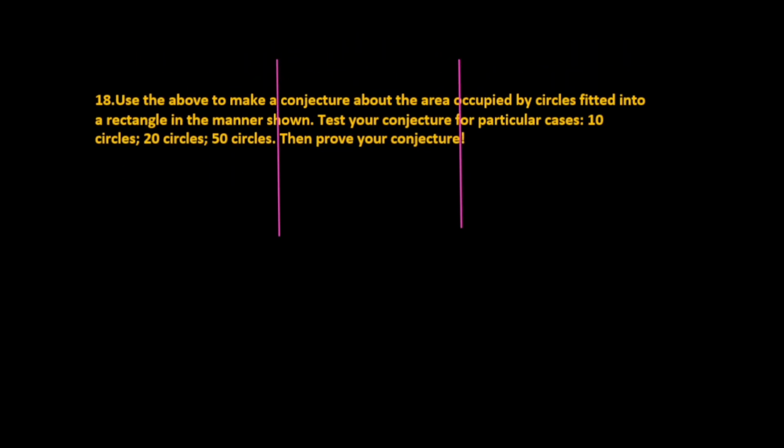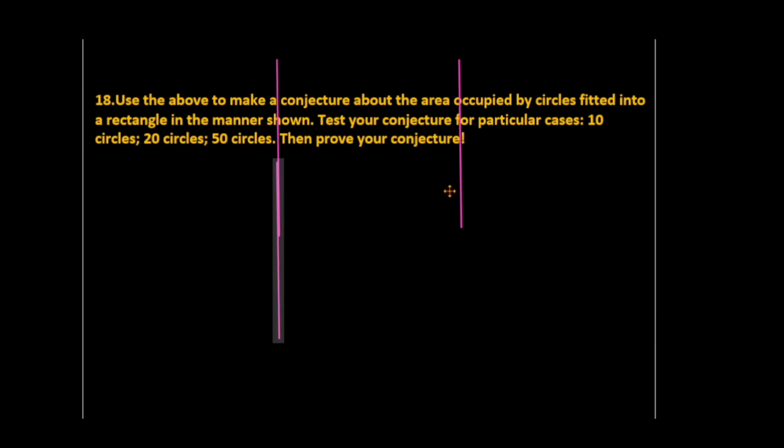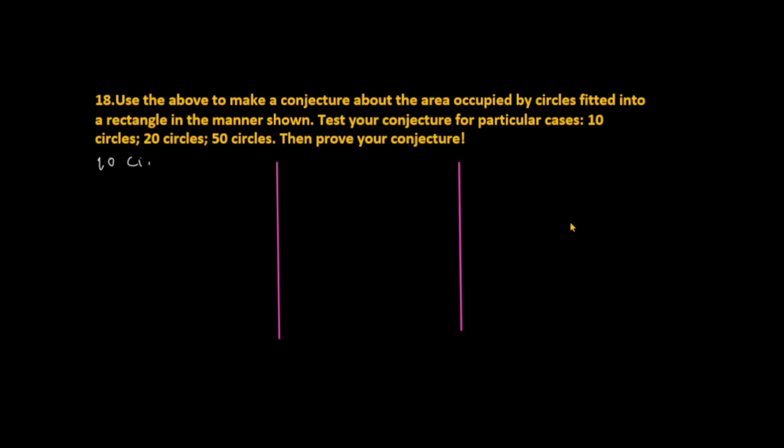Now the next question, 18. Use the above to make the conjecture about the area occupied by the circle fitted into a rectangle in the manner shown. Test your conjecture for particular case, 10 circles, 20 circles, 50 circles. Now we're going to find for 10 circles, 20 circles, 50 circles.